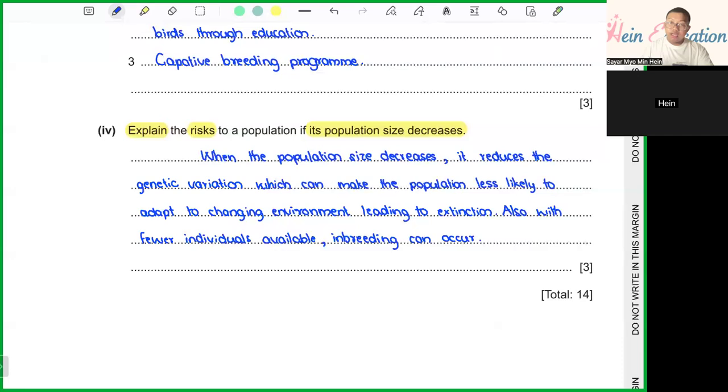On the other hand, when there is a decrease in the population, so let's say the number of the population decreases, it would lead to less chance of mating, right? It's like there are fewer individuals to mate with. So I answered that with fewer individuals available, it could lead to inbreeding. As a result of inbreeding, it can weaken the variation in the offspring.